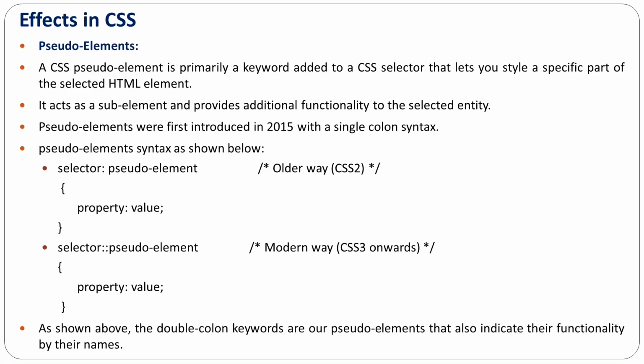The CSS pseudo element is primarily a keyword added to a CSS selector that lets you style a specific part of the selected HTML element. That means we can select a specific HTML element and apply this effect upon it. It acts as a sub-element and provides additional functionality to the selected entity. So as we said, it adds additional functionality, extra value to the web page.